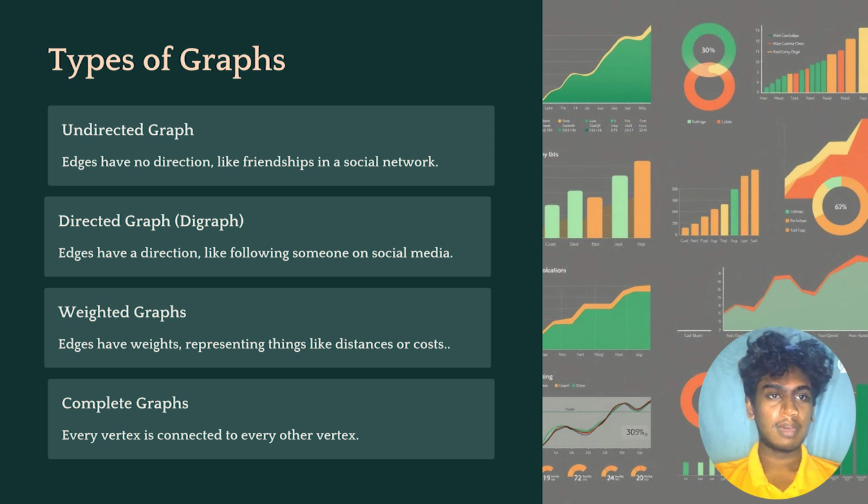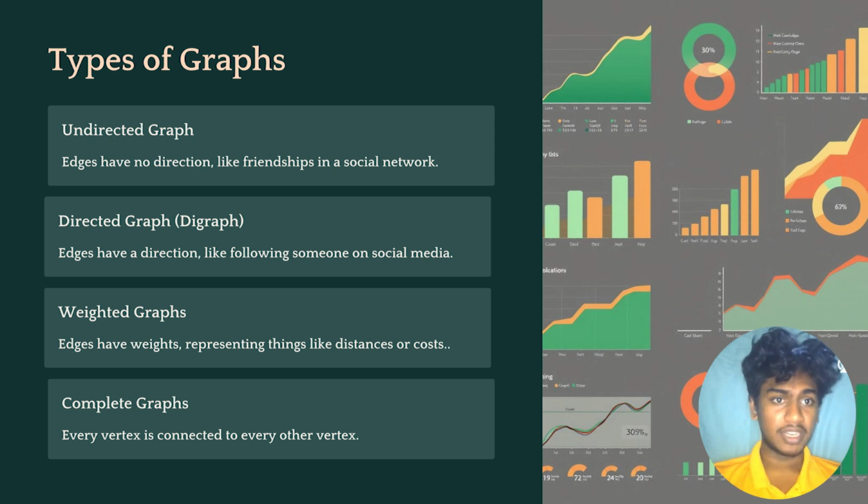For example, undirected graph: edges don't have direction. Think of a mutual friendship in a social network. Directed graph: edges have direction, like Twitter followers. Weighted graph: edges have weight representing things like distance or cost. Google Maps uses this.